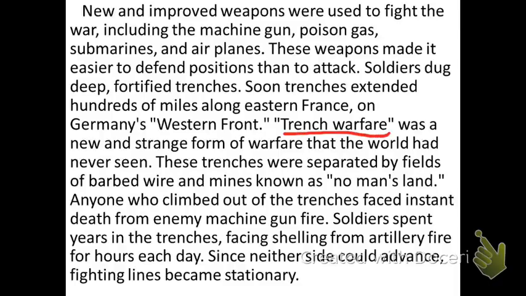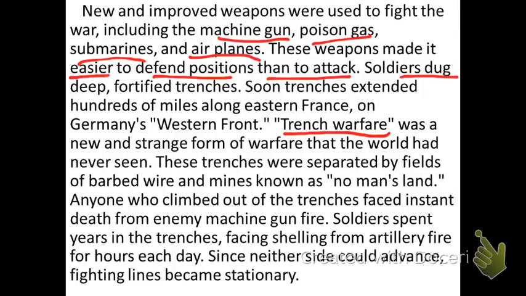But before we get to that, machine guns, poison gas, submarines, airplanes, these are all weapons that had been used in one way or another prior to this, but never to this extent, never to this effectiveness before. These weapons were mass killers. These weapons made it easier to defend positions rather than to attack. You can sit back with your machine guns and hold the position. You can use your air power to hold the position, in some cases more easily than to attack.